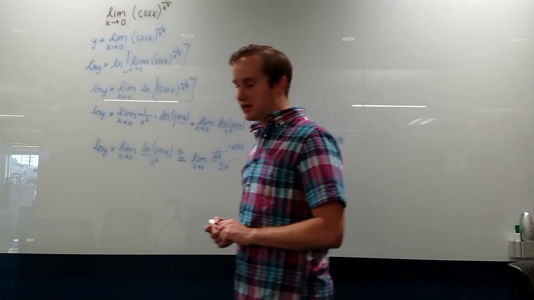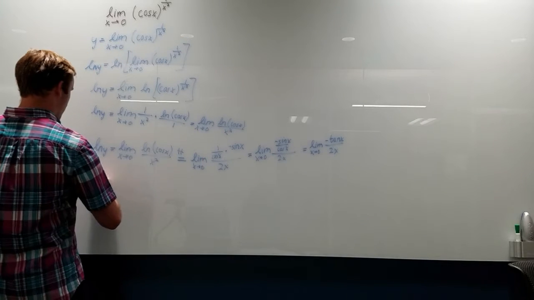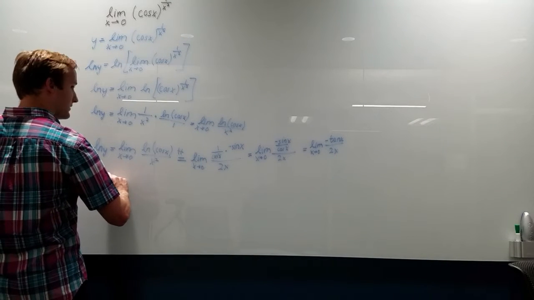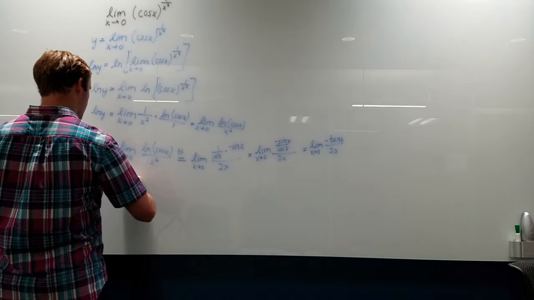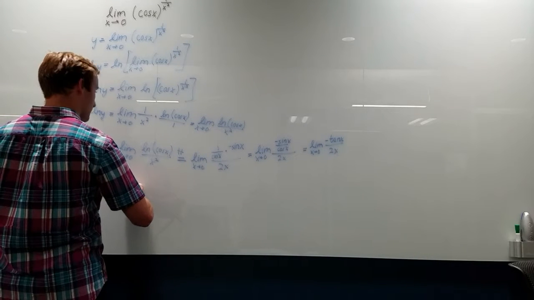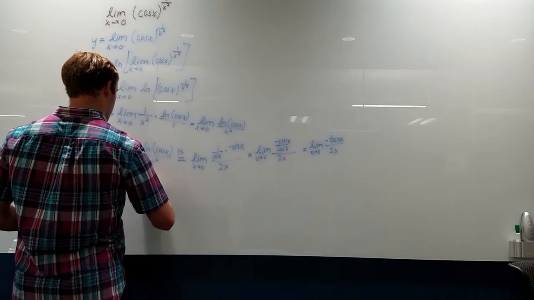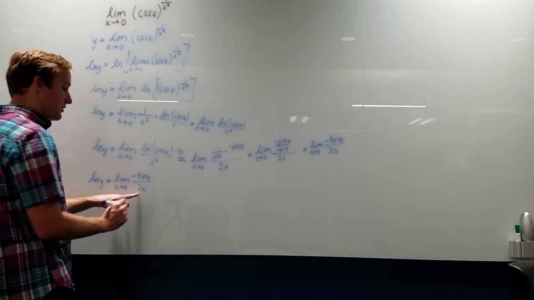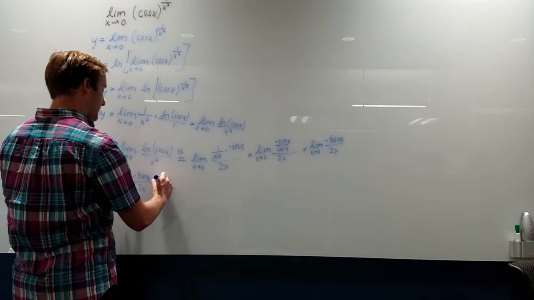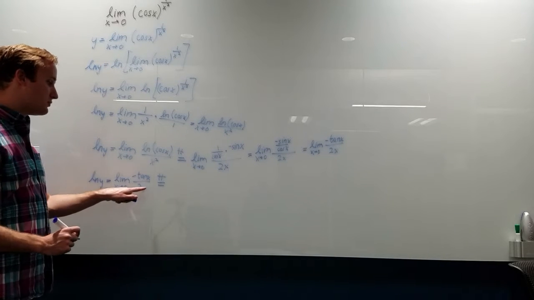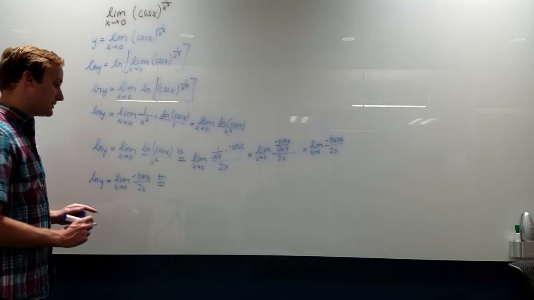So let me go ahead and erase that work. I'm going to bring this down to another line. We have that the natural log of y is equal to, from before, the limit as x approaches 0 of negative tangent of x over 2x. And now I'll write my equal sign again with an h over it to represent that I'm using L'Hopital's rule to move from here to the next step.